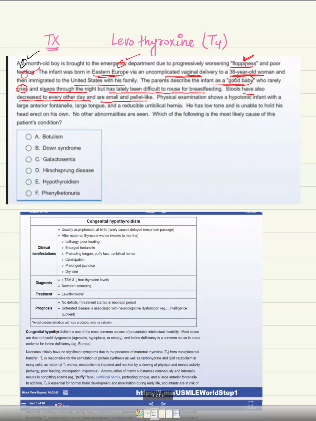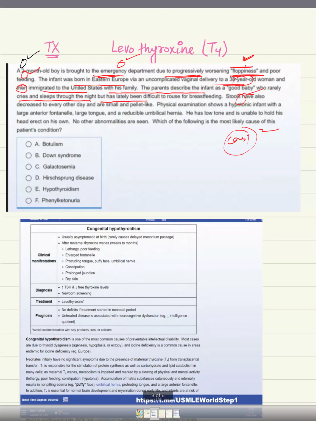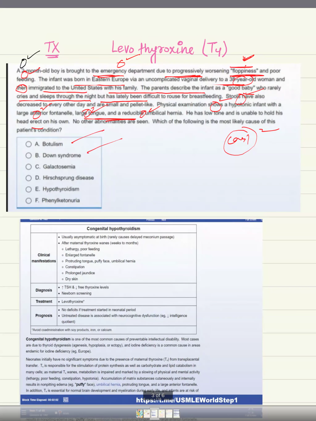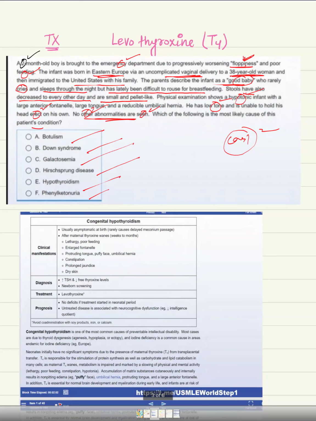Why have the stools decreased? Because the baby is showing signs of constipation. Physical examination: hypotonic infant, large anterior fontanelle, large tongue, reducible umbilical hernia. He has low tone, is unable to hold his head, and no abnormalities are seen. Which of the following is the cause of this patient's condition? You have to pick the cause: botulism, Down syndrome, galactosemia, Hirschsprung disease, hypothyroidism, and phenylketonuria.